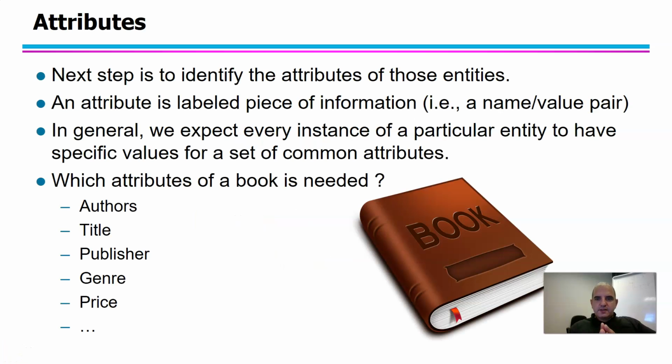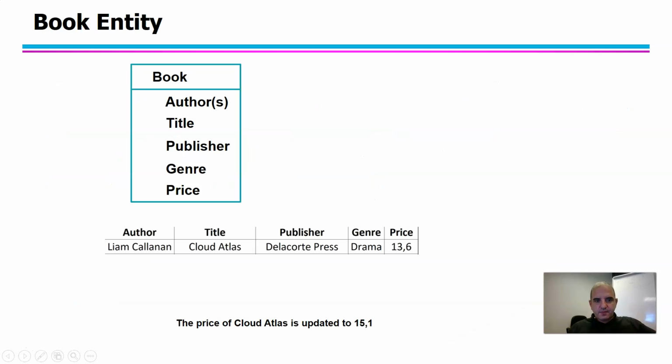So assume that we have an entity called book, and the attributes of this entity are authors, title, publisher, genre, and price. We define them. Here, besides data modeling, I want to give some information about relational databases, but I want to give it with some examples. So we defined author, title, publisher, genre, and price as attributes, and book is the entity name.